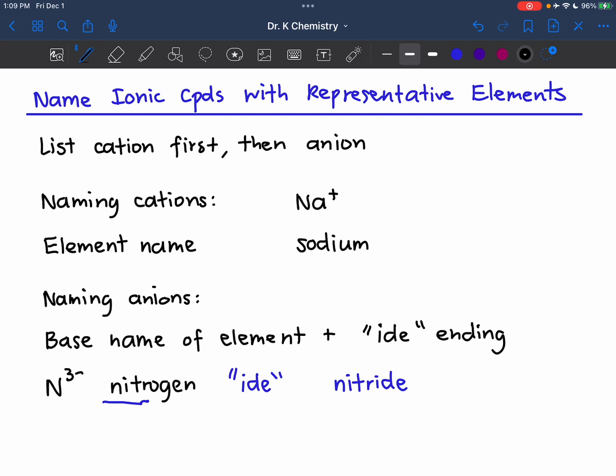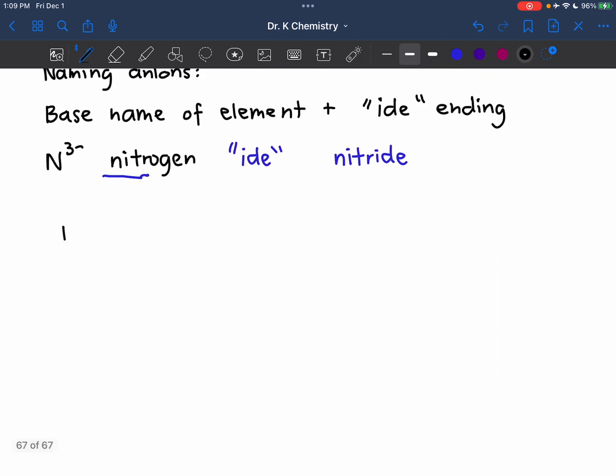So let's try a few compounds and practice that. Okay, so let's try that one. This is magnesium. That just comes directly off the periodic table.